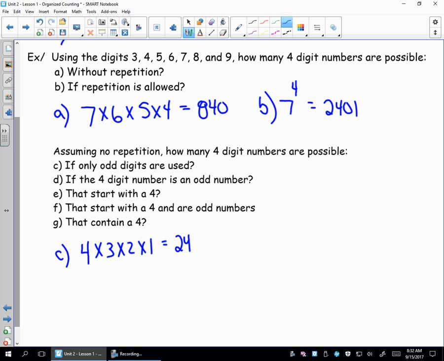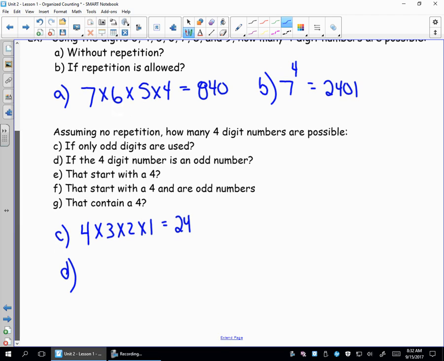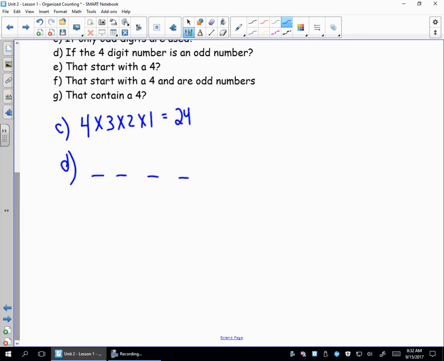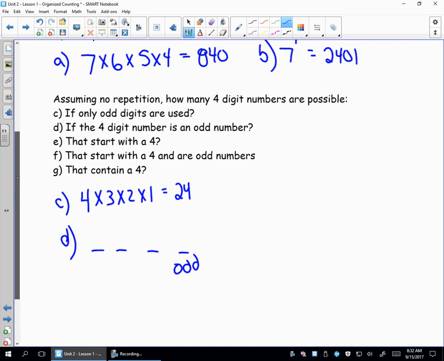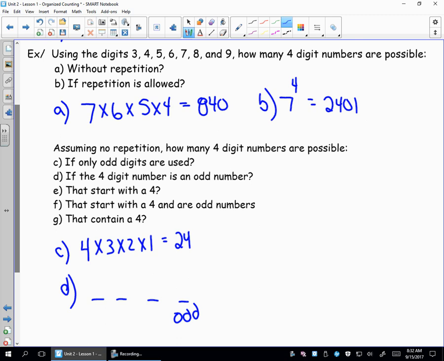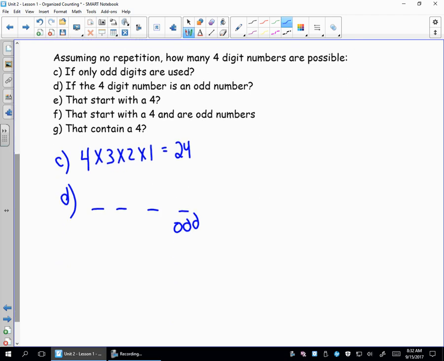If the 4-digit number is an odd number, what does it mean to be an odd number? It means that at the end, you have an odd digit. So I need to think about how I make this an odd digit. Well, I can do that if I pick one of my odd digits. And how many odd digits do we have? We've got a 3, a 5, a 7, or a 9. So there's 4 choices of ways I can fill this spot.